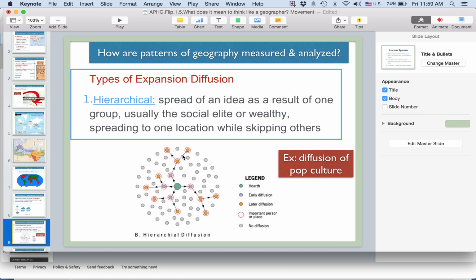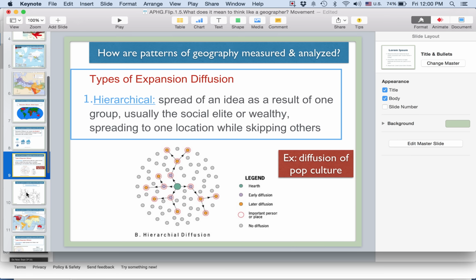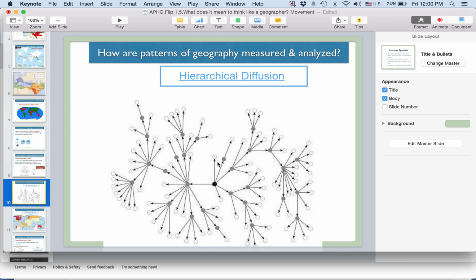Hierarchical diffusion is when ideas go from places of power and money first and then diffuse down from there, right? Consider where iPhones are released. iPhones are going to be released in major world cities first, and then they spread down to different areas, right? That's called hierarchical diffusion, right? Another visual representation here. It's going to go from socially powerful, socially elite places and trickle on down to other people, and from there.